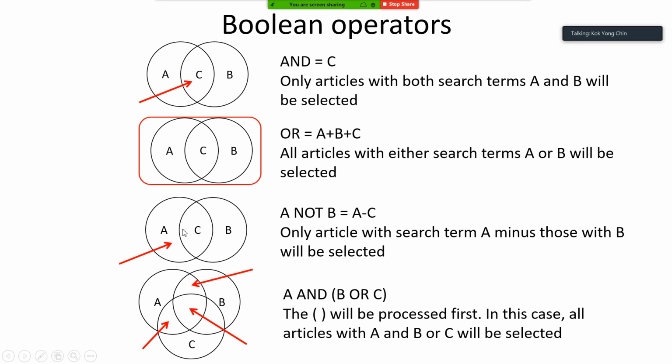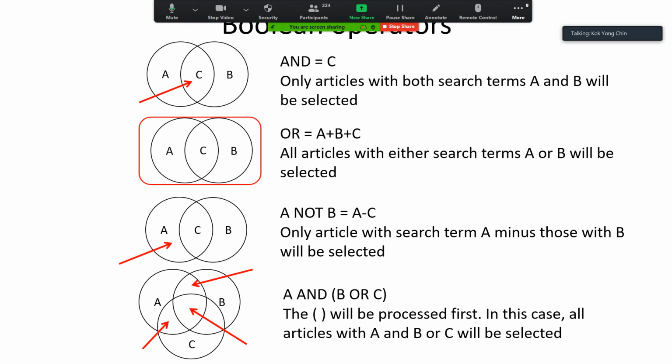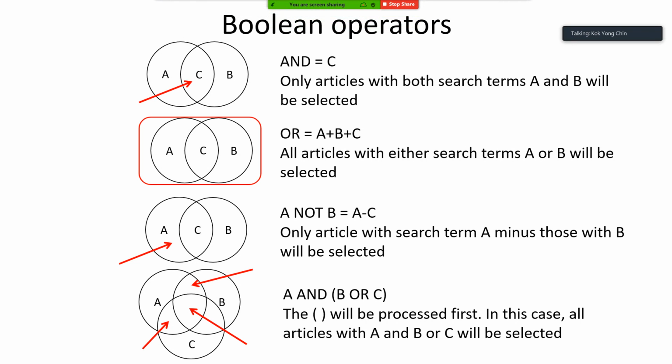Okay, A NOT B. Then only pure A will be shown, meaning that if you search articles vitamin E NOT osteoporosis, only vitamin E articles without the concept of osteoporosis will be shown. But usually I don't use this, though there is a NOT function.